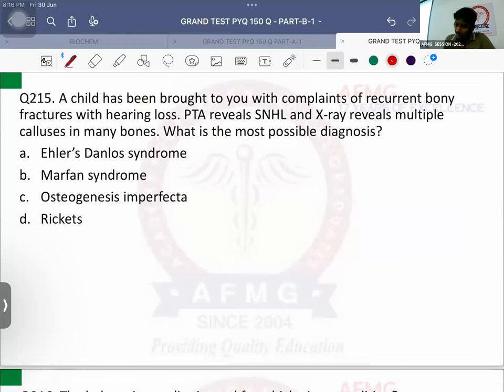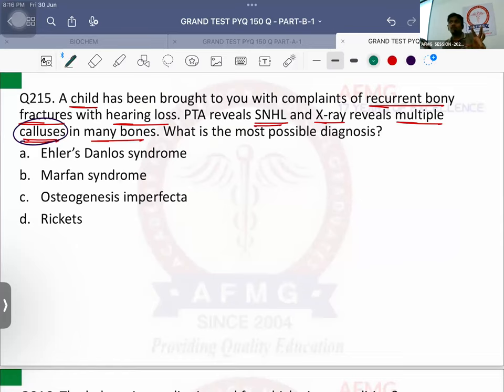Question number 215, a child has been brought to you with complaints of recurrent bony fractures with hearing loss. Pure tone audiometry reveals sensory neural hearing loss and x-ray shows there are multiple calluses in many bones. What is callus? Immature bone. And callus is a hallmark of bone healing or fracture healing.